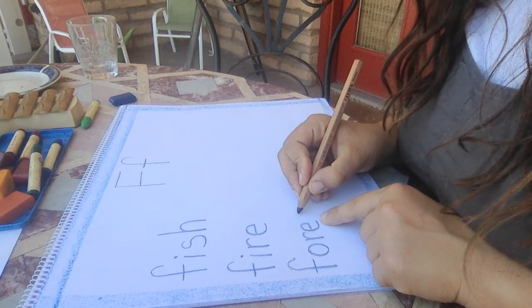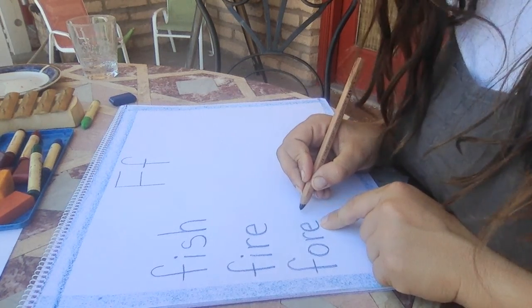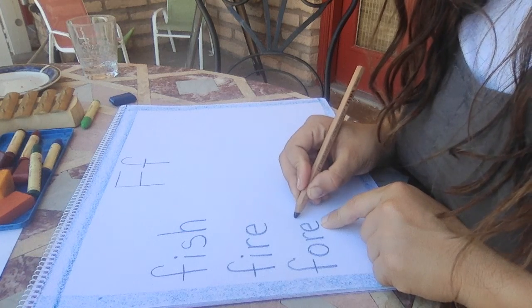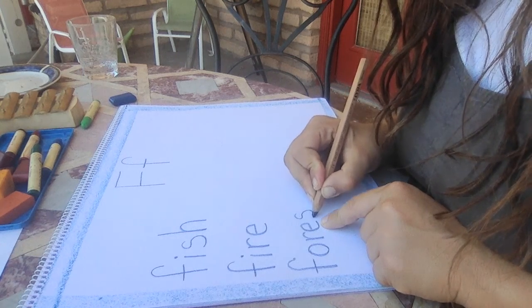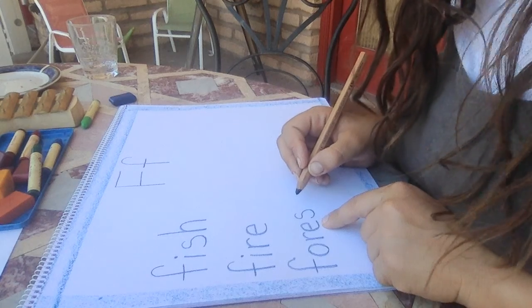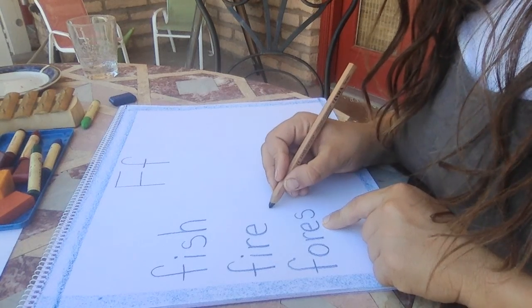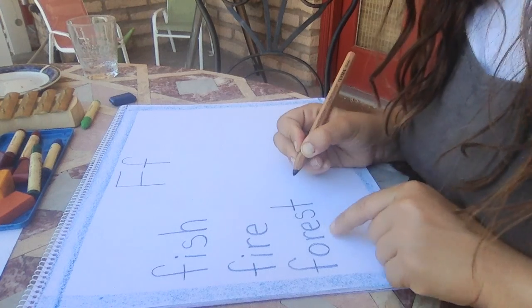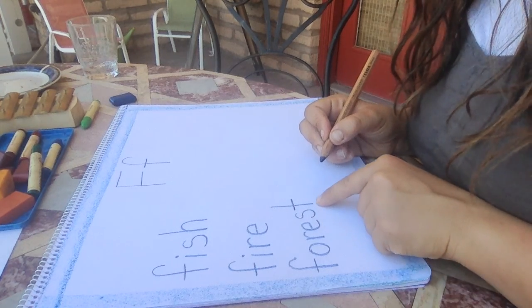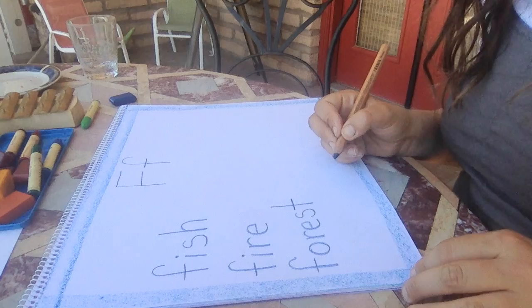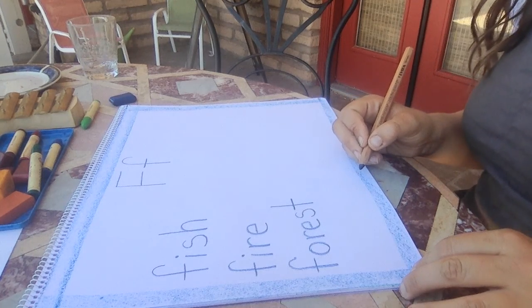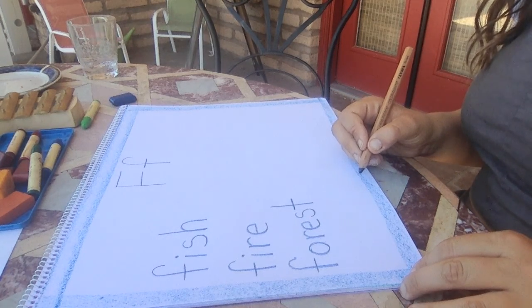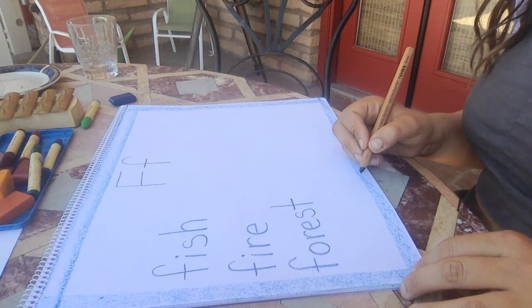Est. Now, because the E doesn't stay at the end of the word, we add some more sounds. Instead of silent, it starts to speak. It gets to have its own voice in this word. Forest. Very nice. Forest.